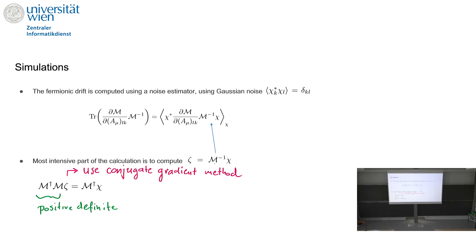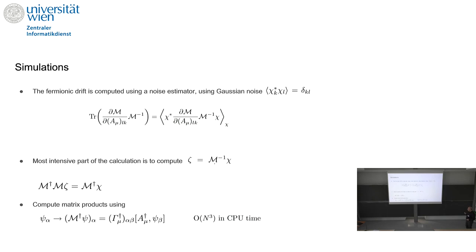Of course, we have to be careful, because for the conjugate gradient method to be efficient, we need a positive definite matrix, so we compute the solution by using M dagger M instead of M. That's not a problem. Finally, we can save a lot of CPU time by realizing that the matrix M is sparse, and instead of computing the matrix vector products directly, we use this formula here, which is N cubed in CPU time, and that is the dominant contribution in the simulation.